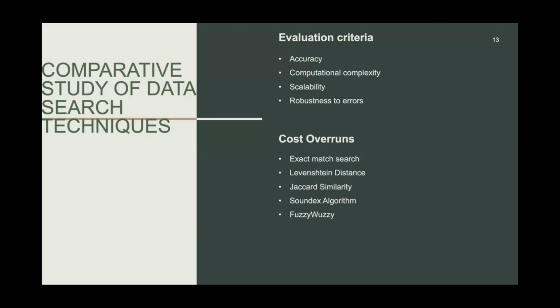And last is FuzzyWuzzy. Now, FuzzyWuzzy is highly accurate and flexible enough to handle various matching scenarios, including partial, token set, and token sort matches. It has quadratic complexity, and it's moderately scalable. It is highly robust here, and its versatility is effective across all matching scenarios.